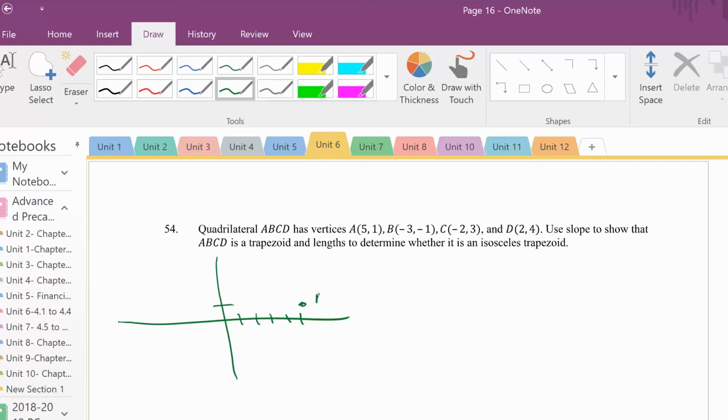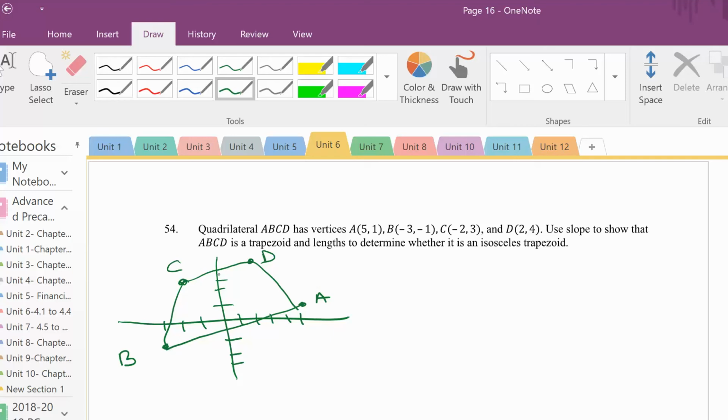So (5, 1), (-3, -1), (-2, 3), sorry, it's (-2, 3), and D is (2, 4). So there's your trapezoid or quadrilateral, and now you want to use slopes to determine it's a trapezoid.